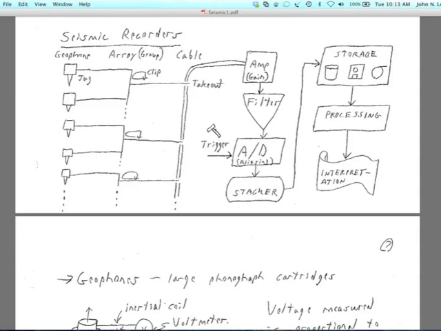From each takeout, the amplifier amplifies that channel. Each takeout is connected to one channel of the amplifier. There could be some filtering. And then there is analog to digital conversion, A to D. Then there's this concept of a stacker. The digital record is put on the screen for you to see. Here's the little sledgehammer, and when the sledgehammer hits the plate, that triggers the recorder to start, and it fills the memory with that particular sensing from that particular hit.